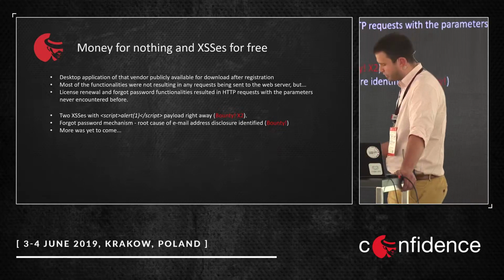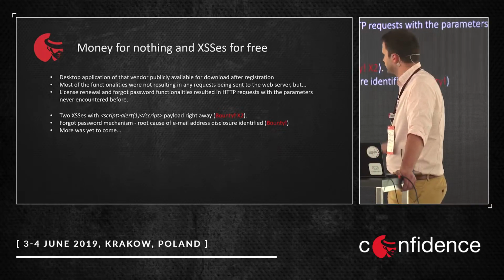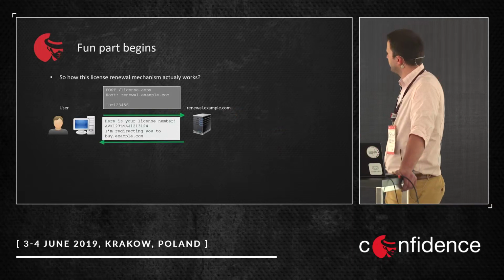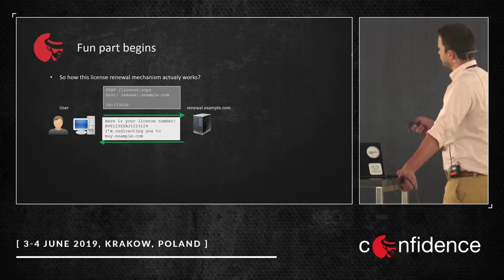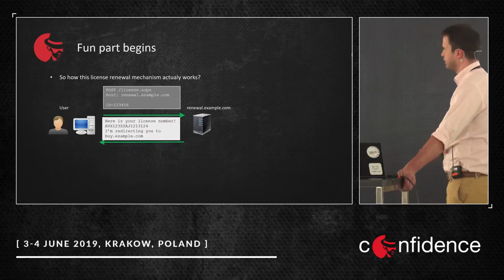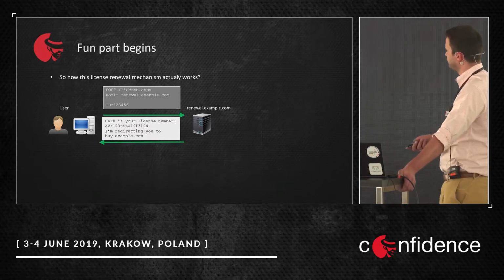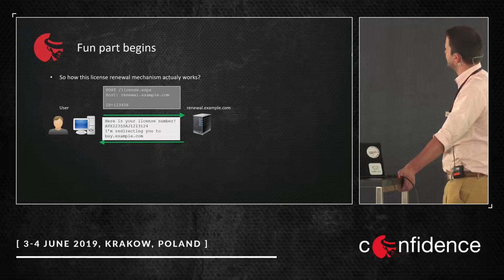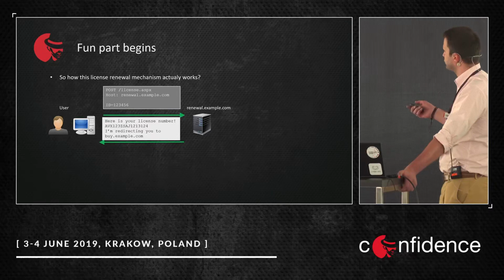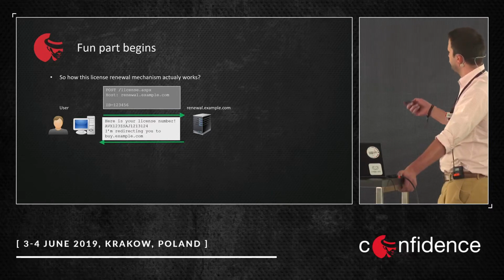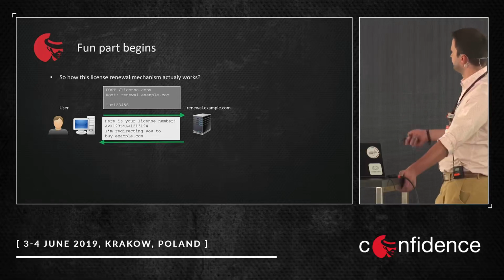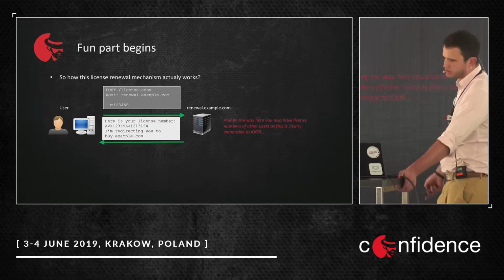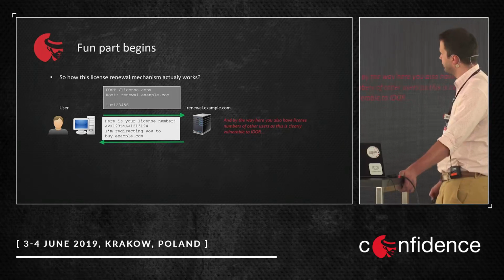However, that was just the beginning, because this license renewal mechanism is probably the most important thing here. For those of you who are somehow familiar with the HTTP protocol and the testing process, this is more or less how the license renewal process looked. You were sending some information, some ID, to the web server, and based on that, it was replying with your license number. So you have an obvious insecure direct object reference vulnerability.